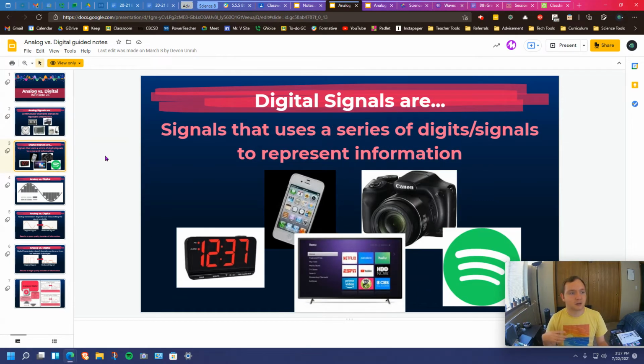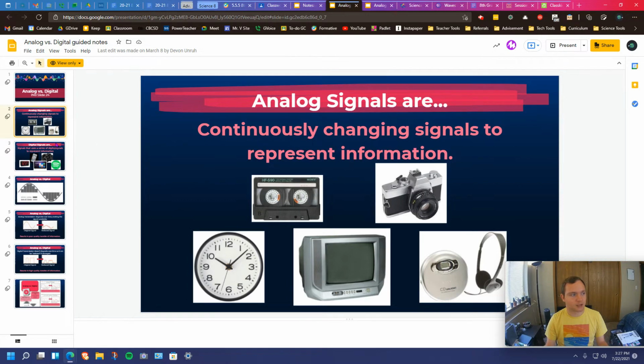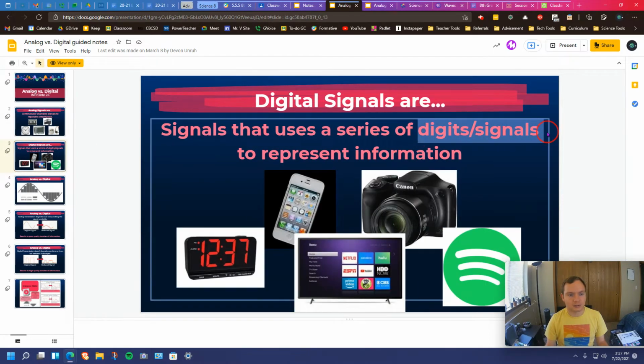Digital signals, on the other hand, are signals that carry information. But instead of always changing all the time for that information, they use essentially digits, computer code, to represent that information. So take a digital camera. We don't use film in that. It has computer code that represents the image that I just took.